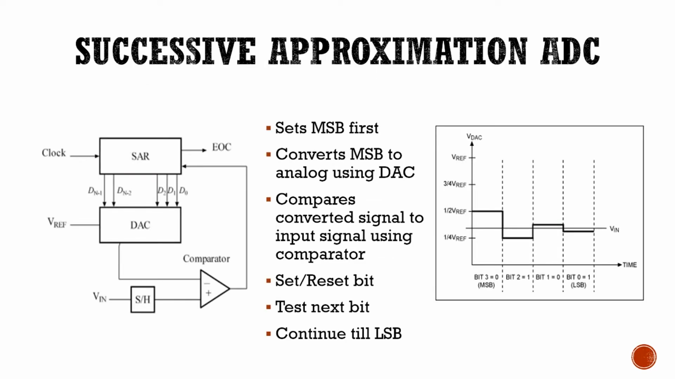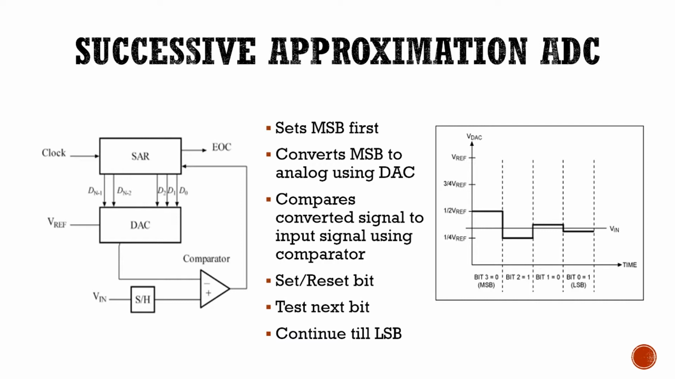Next, we talk about Successive Approximation ADC. Its circuit diagram can be seen in the figure on the left hand side and can be considered the opposite of Flash type ADC. Since the Flash type ADC uses multiple comparators to perform the conversion in a single ADC cycle, the Successive Approximation ADC uses a single comparator over multiple cycles to perform the conversion.